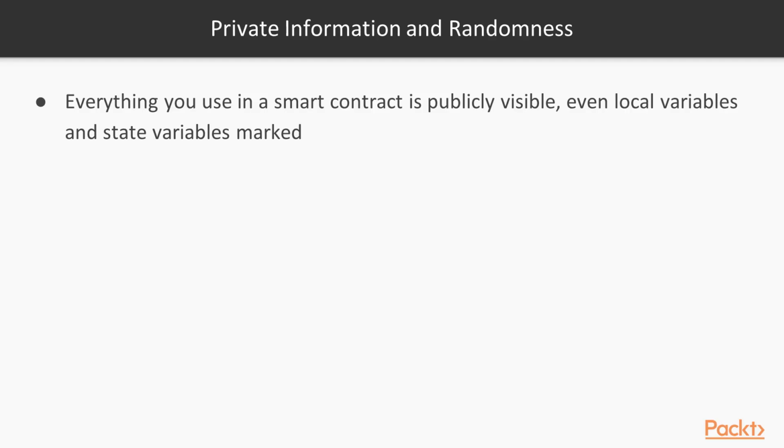Firstly, we will discuss private information and randomness. Everything you use in a smart contract is publicly visible, even local variables and state variables which are marked private. Reentrancy problems, whether big or small, we can't say, but of course we need to avoid them. We need to take measures to avoid reentrancy problems. To avoid reentrancy, you can use the checks, effects, interactions pattern as outlined.